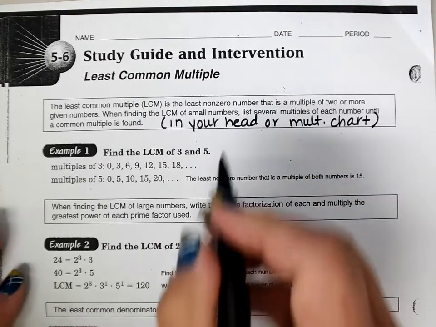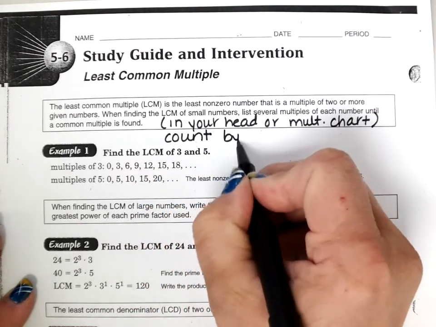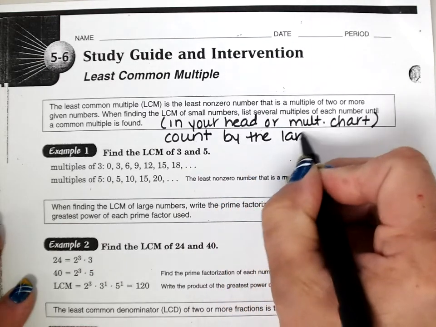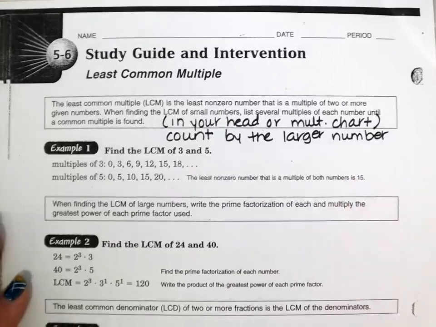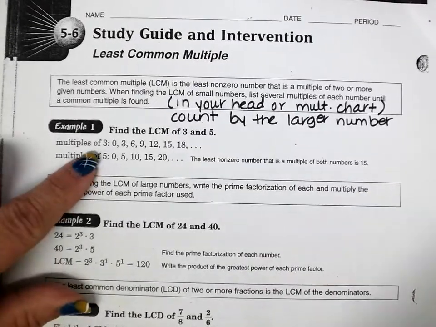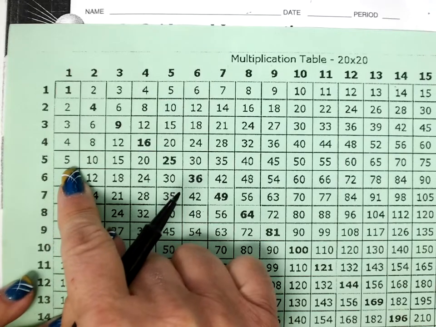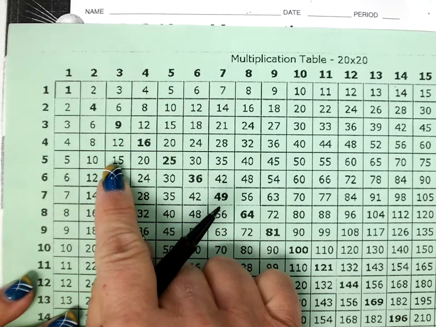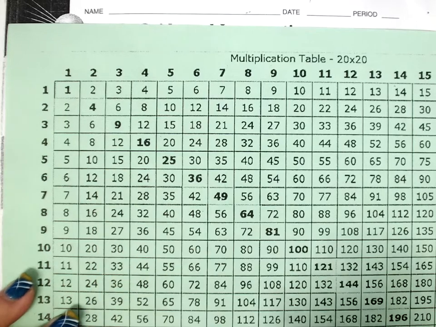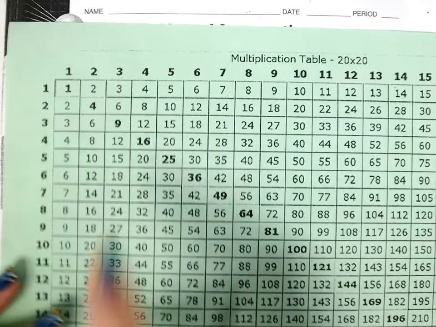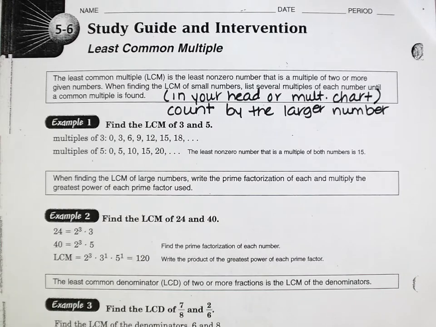And so what I would do is I would count by the larger number, because if it was 3 and 5, I can use the chart or I can just count by 5s in my head, obviously. I could say 5, 10, until I find one that 3 also goes into, which would be 15. So 3 doesn't go into this, 3 doesn't go into this, but it does go into 15. You do not need to make lists like that. You can count in your head.